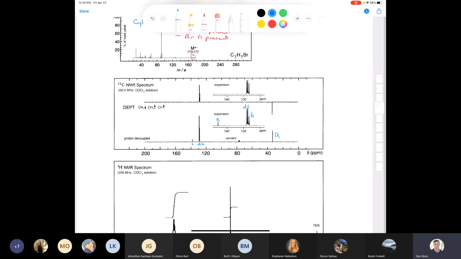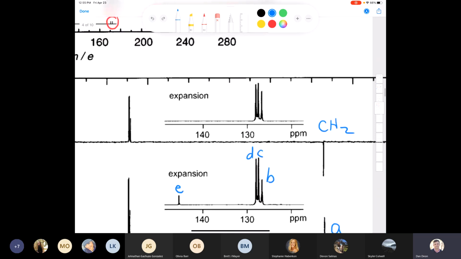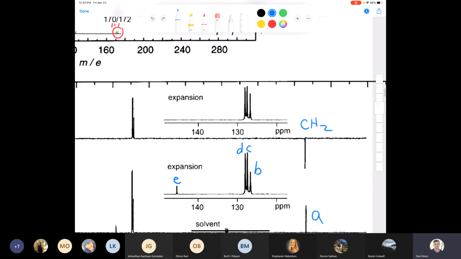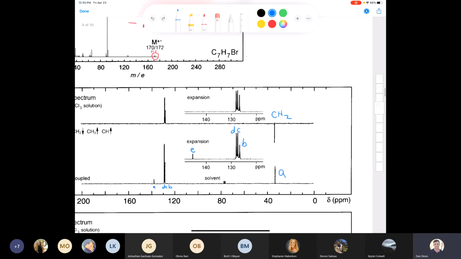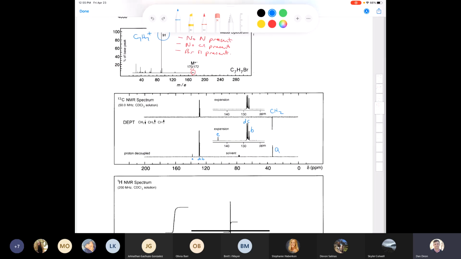Now, what's the identity of those signals? Well, A must be a methylene, because it's pointing down. If you look at every other signal, because they're expanded up here in the depth, all of those signals are pointing up. They're shifted too far downfield to be methyl groups, and therefore these must all be methylenes. Or sorry, methynes. So that means that B is a methine, so I've got a methine here for B and C and D.